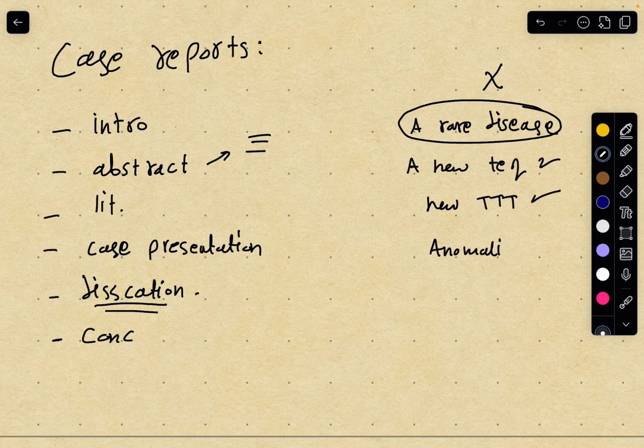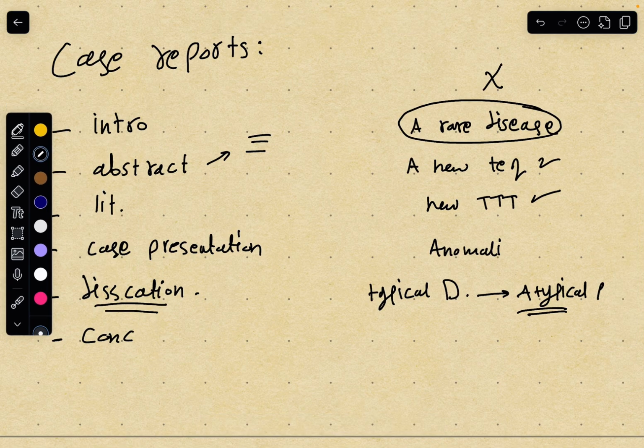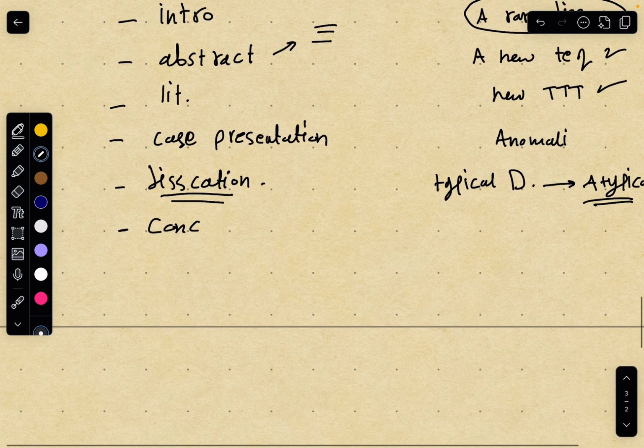A patient might have a typical disease but an atypical presentation. For example, someone has flu, but the flu has caused him cancer. That's a typical disease but with an atypical presentation, or he had nasal bleeding, whatever it can be.